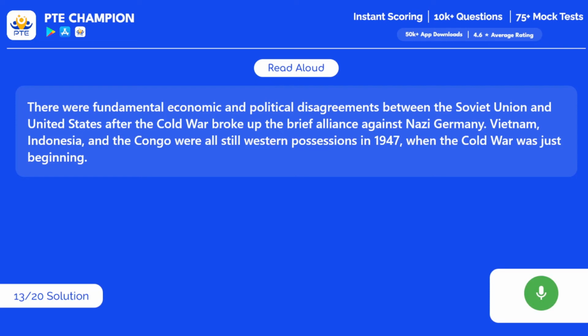There were fundamental economic and political disagreements between the Soviet Union and United States after the Cold War broke up the brief alliance against Nazi Germany. Vietnam, Indonesia, and the Congo were all still Western possessions in 1947, when the Cold War was just beginning.